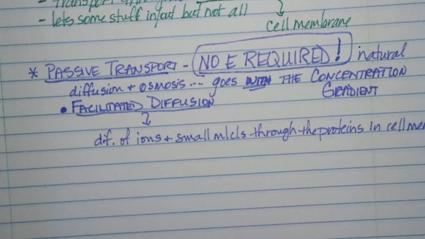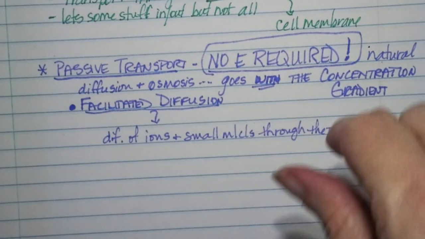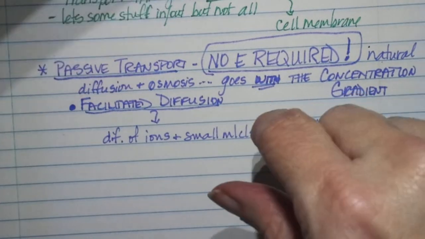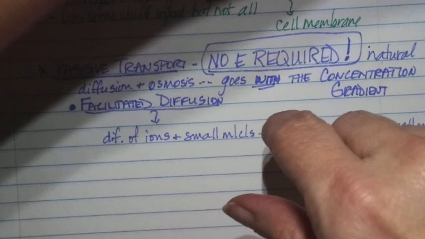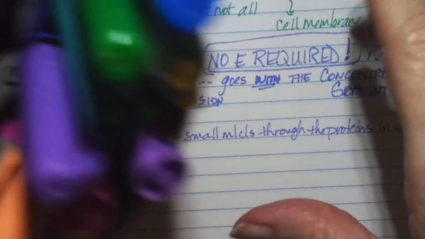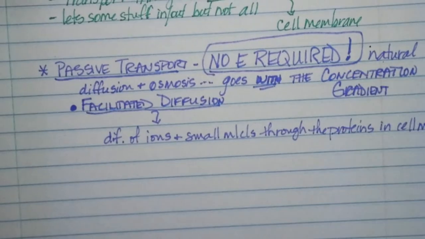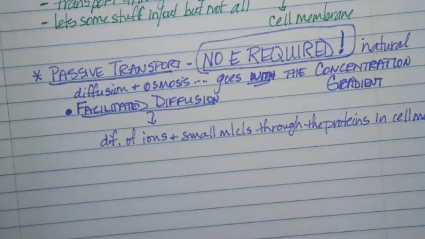The next part we're going to talk about, pick another color. Let's see, where's my other stuff? Oh, they're there. Let's go orange. Okay, the next part, we've done passive transport. Now we can look at active transport.